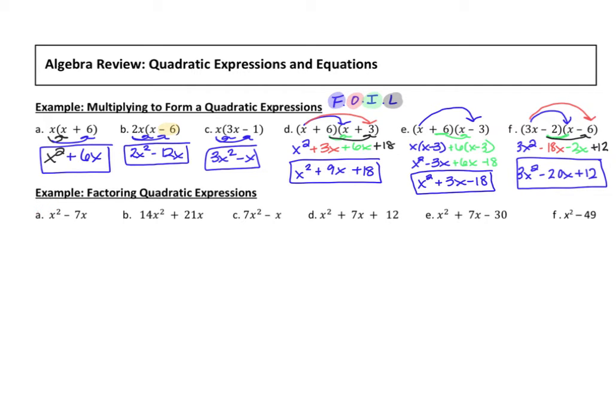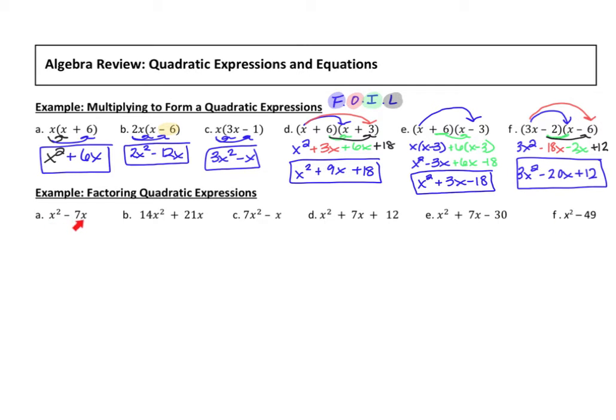The next examples are going to be factoring quadratic expressions, which is just kind of doing the reverse of the distributive property. So all of these up here were already in factored form. These ones have already been multiplied, so now we're basically going to be undoing the multiplication.